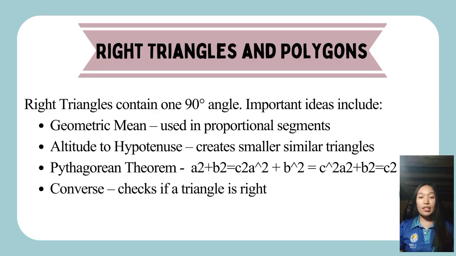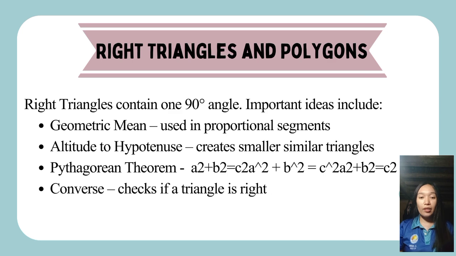So important here is the geometric mean, a value that lies between two numbers or segments. In triangles, it helps create proportional segments, meaning the ratio of one segment to the geometric mean equals the ratio of the geometric mean to the other segment. So it is used in similar triangles.